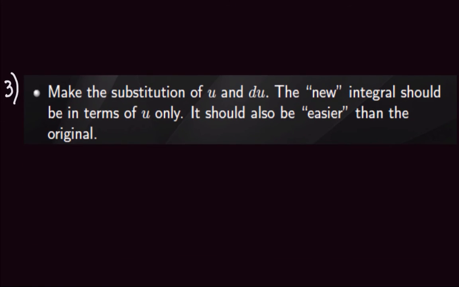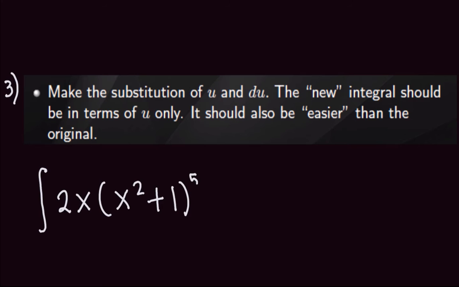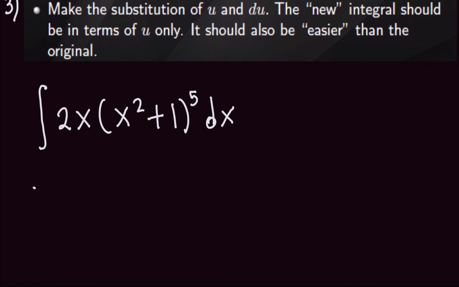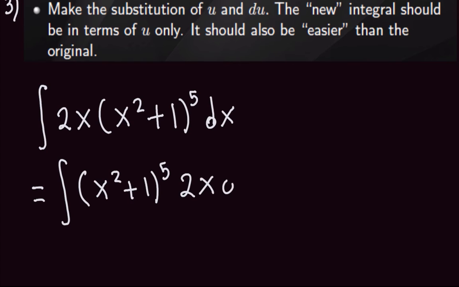So what do I mean by that? We had this integral, 2x times (x squared plus 1) to the fifth dx. I'm going to organize it in this fashion so you can see exactly how the substitution rule is going to work. I'm going to say this is the same as (x squared plus 1) to the fifth times 2x dx. This expression is exactly the same as the one I have over here. I just changed the order of multiplication.